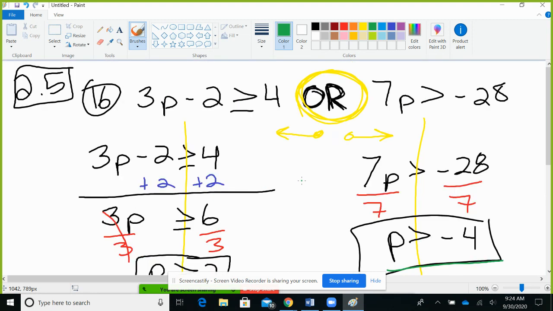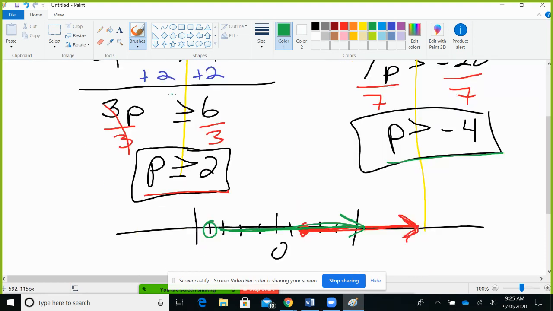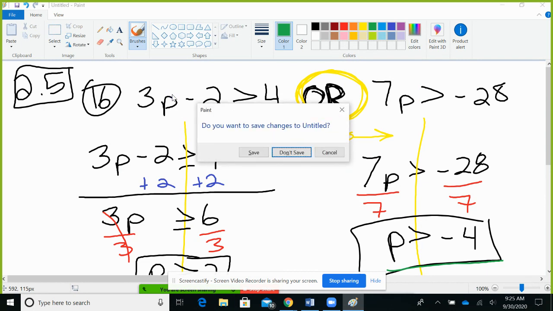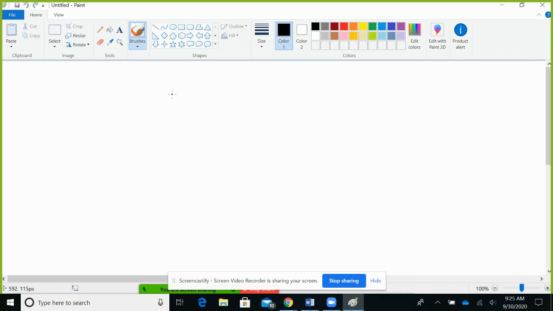Okay, what's another question? All right, so that was number 16 from practice A. Now we're going to do number 10 in the book. Number 10 from extra practice on page 52.